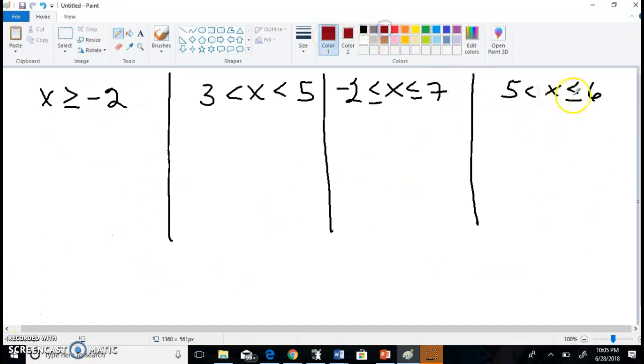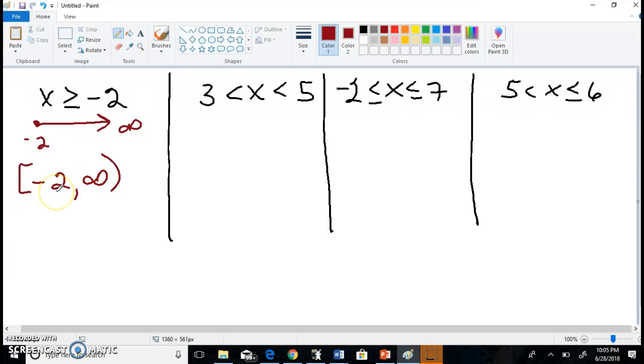Okay, so let's look at these examples. We want to write these in interval notation. So this graph would start at -2, closed circle, and then it would shade to the right, and it would go all the way to positive infinity. So the leftmost number is -2, the rightmost number is infinity. -2 is included, bracket, infinity, parenthesis.